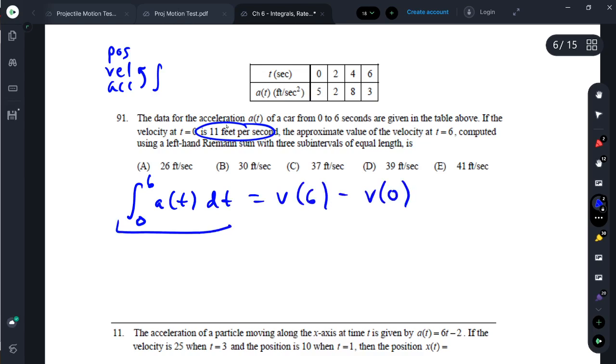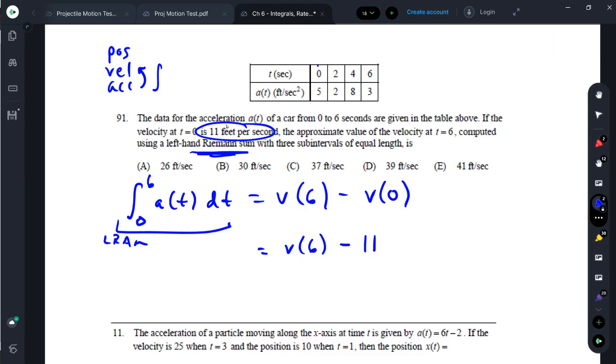Now for this integral, they want us to do a left Riemann sum. Right, that's what they told us. But what's going to happen is this is going to equal v of 6 minus 11. So basically, after we do the Riemann sum, we're going to have to add 11 over.